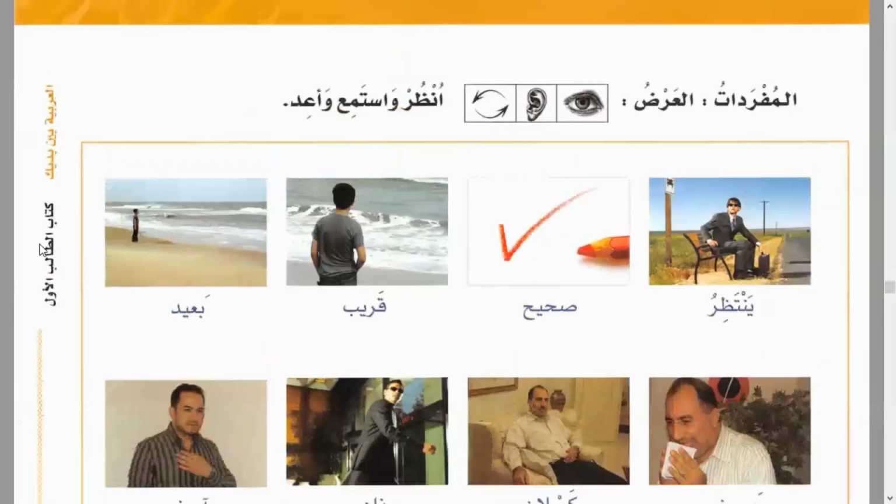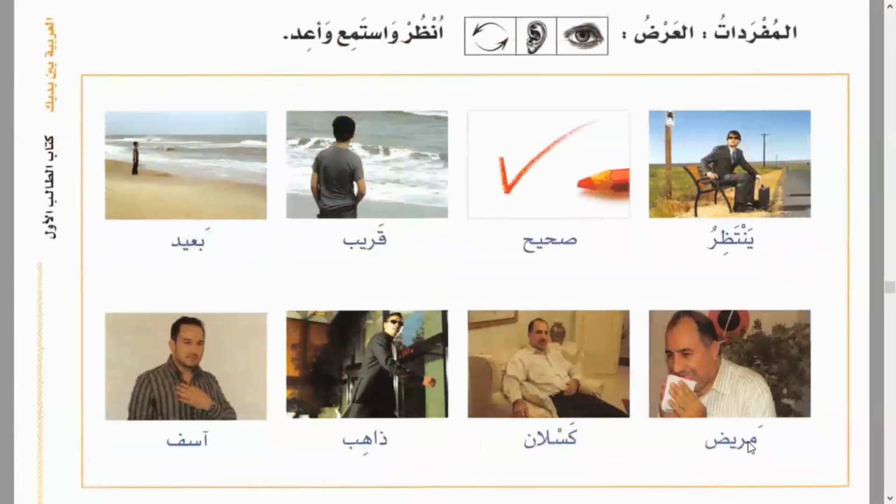صلاة الجمعة. Salatul Jum'ah is the prayer of Jum'ah. قريب. Qarib, near. بعيد. Ba'id, far away. مريض. Mareed, sick. كسلان. Kaslan, lazy. ذاهب. Dhahib, going.